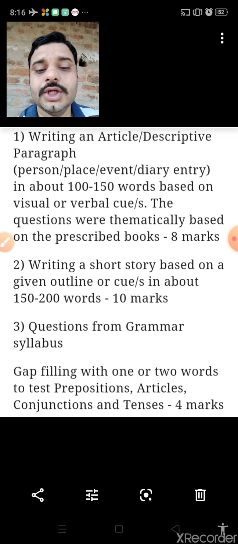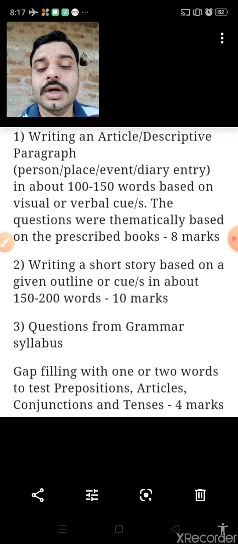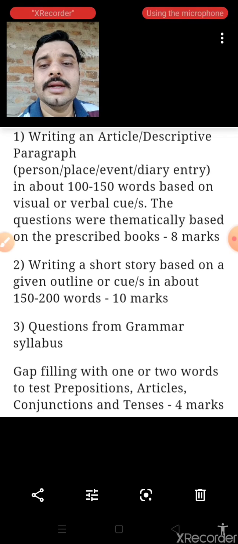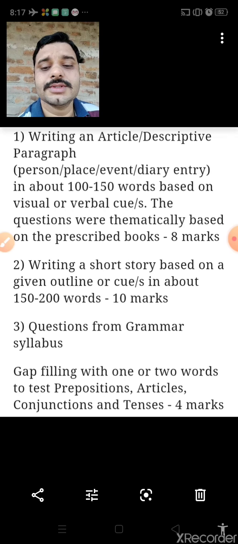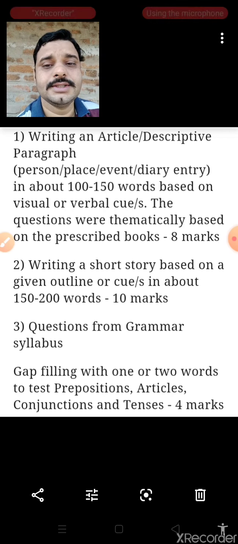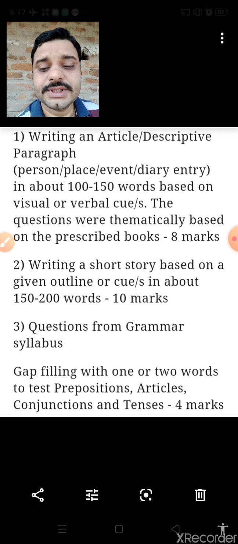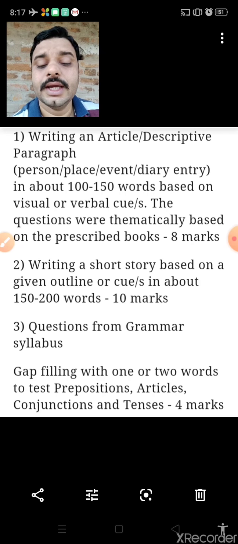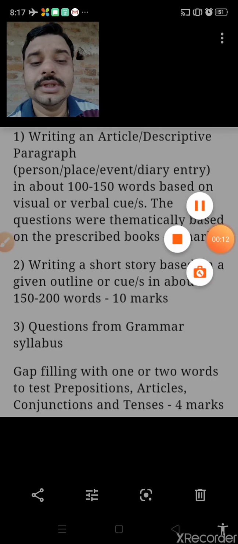Come to the point number 2, writing a short story based on given outline or cues in about 150 to 200 words. This is also not new for you. You actually had a good practice in class 9. Questions from grammar syllabus. Remember, grammar syllabus is given in detail in the split of syllabus, but grammar is not asked traditionally. It will be contextual. Some passage may be given, and in this passage there will be edit and omission questions. Gap filling with 1 or 2 words to test prepositions, articles, conjunctions and tenses. All these things may be asked.